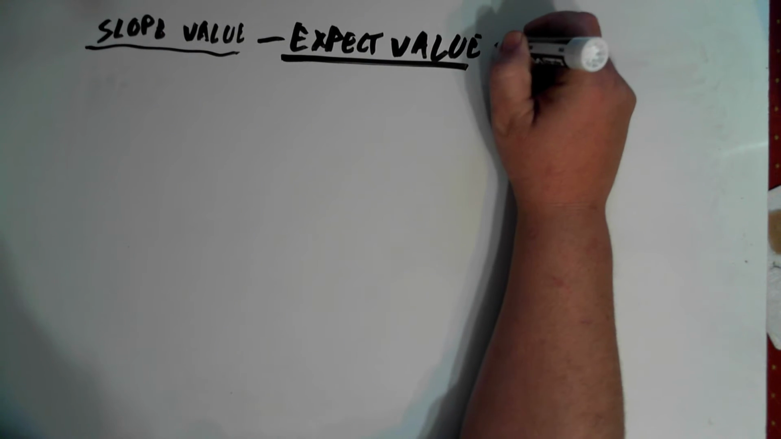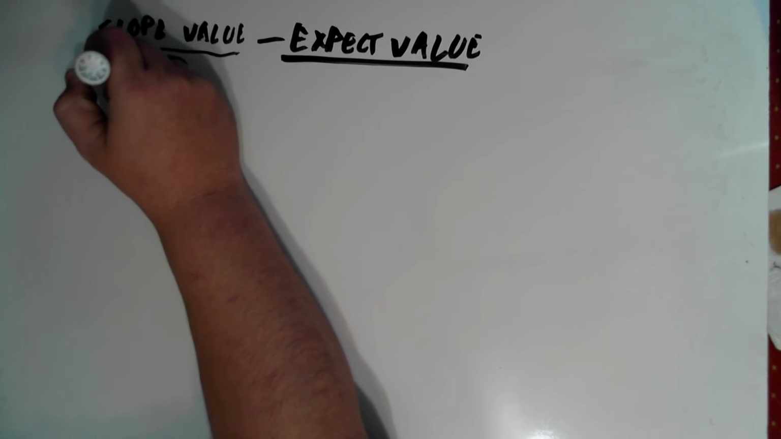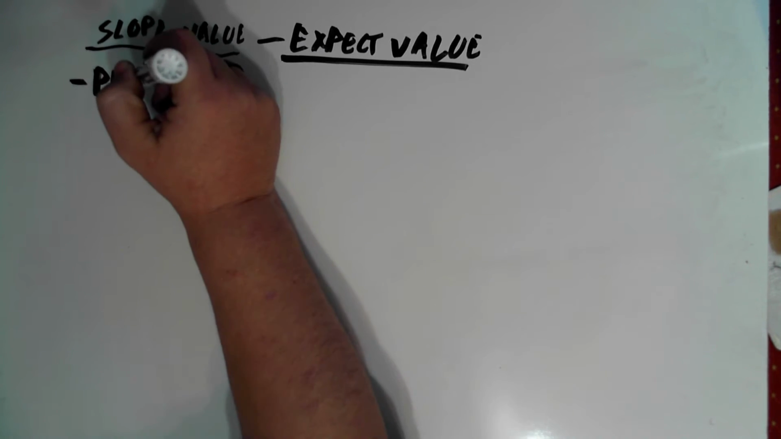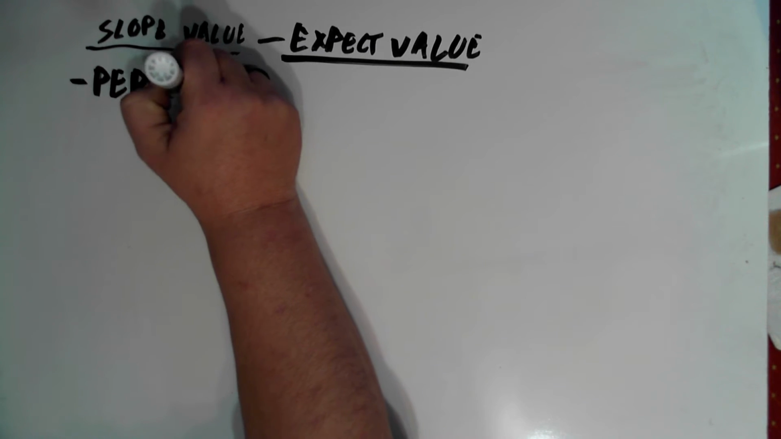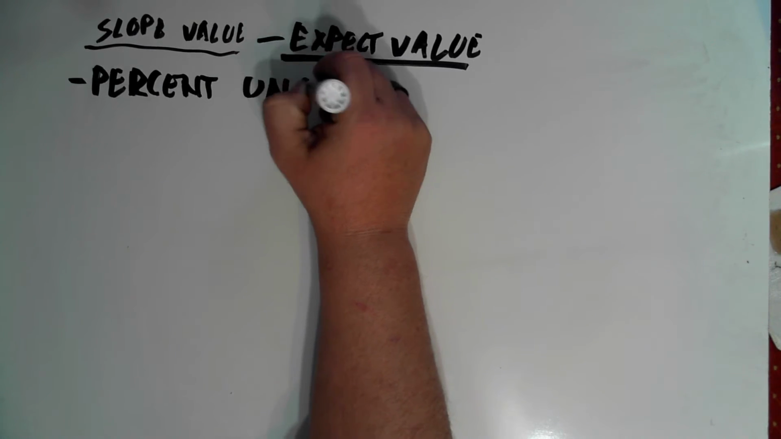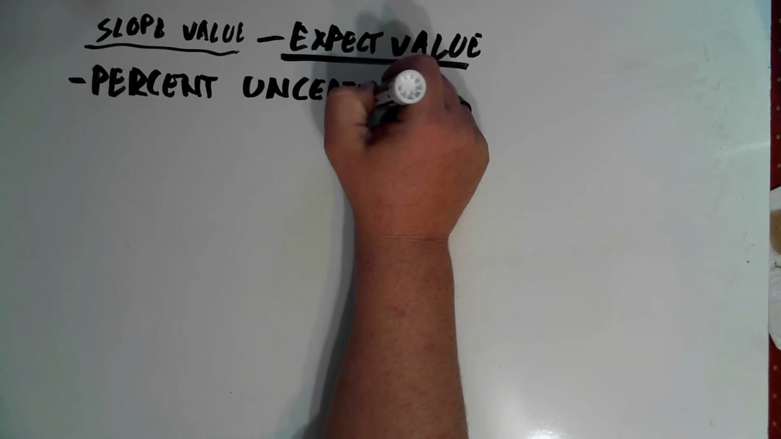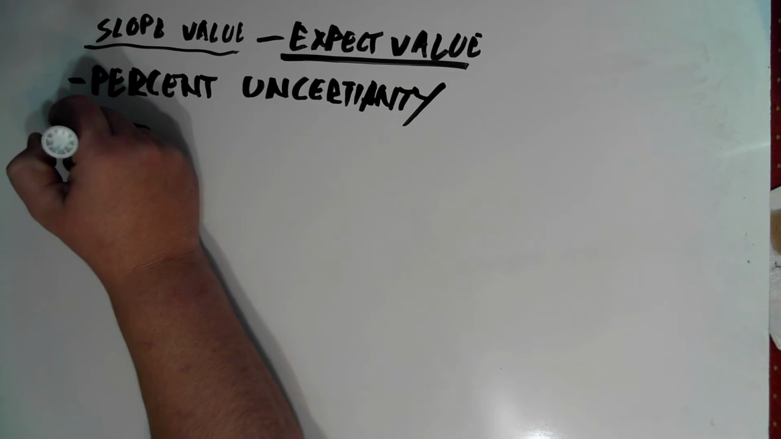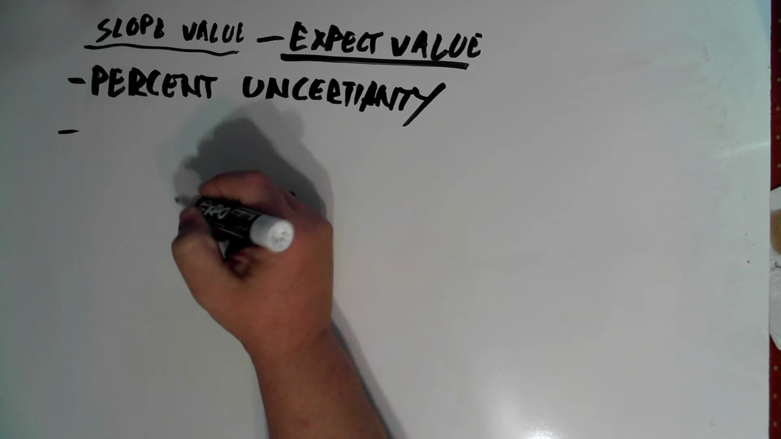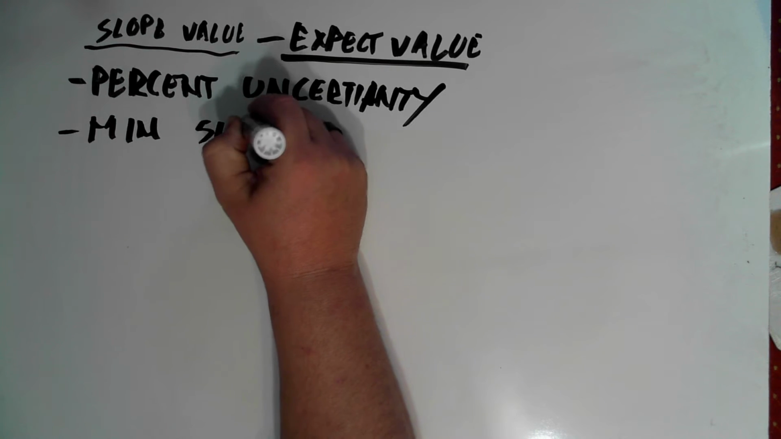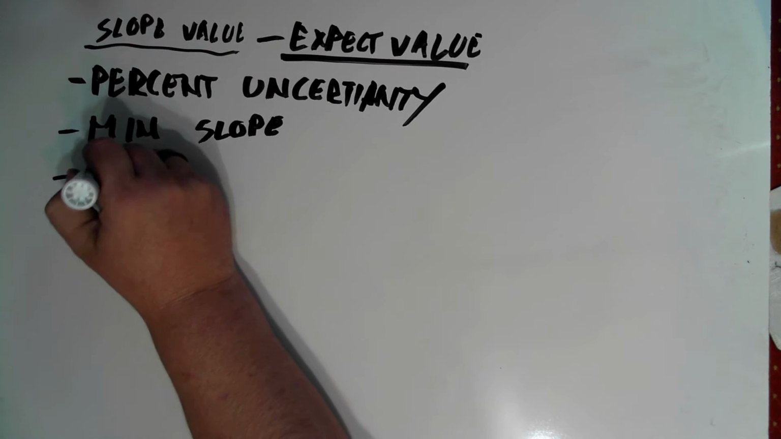Then next, you are going to talk about your percent uncertainty, which is your total percent uncertainty. You don't have to talk about the individual ones yet. You're just going to talk about your percent uncertainty. And I'm a horrible speller. I don't care. Well, I do care. You're going to talk about your min slope. And then you're going to talk about your max slope.